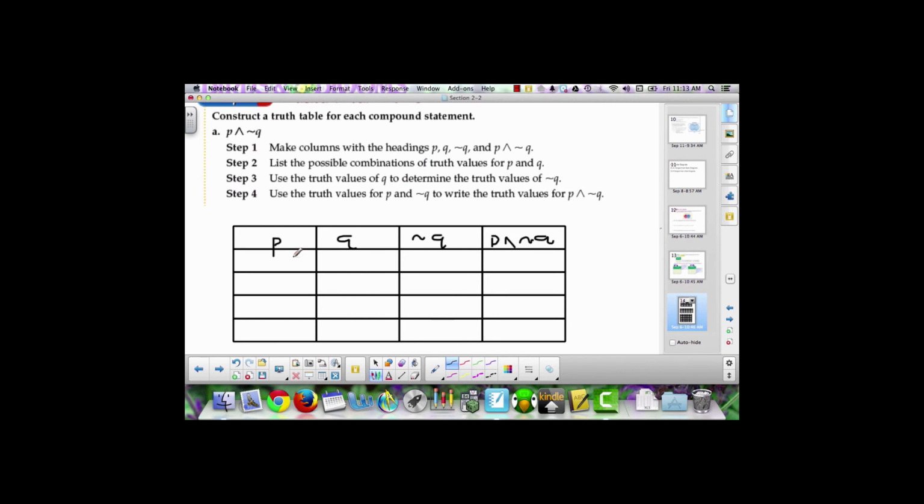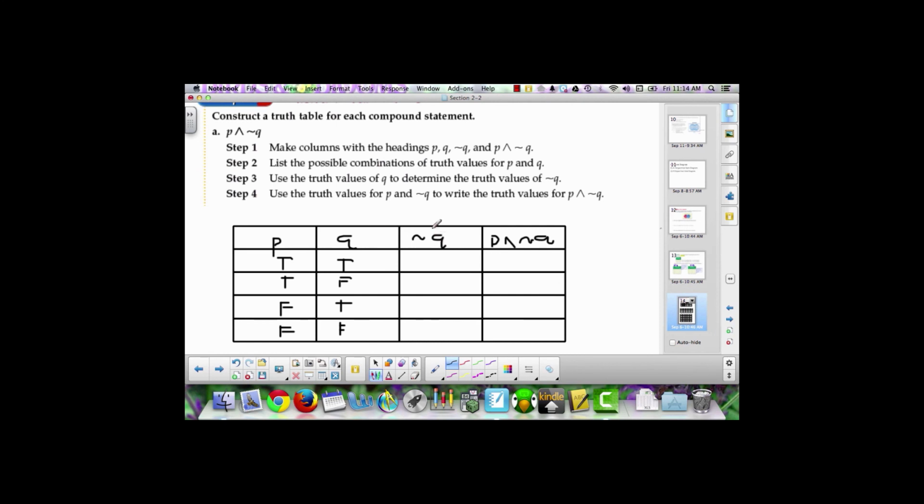The next step, I list all the possible combinations for truth values of P and Q. P can be true and Q can be true. P can be true and Q can be false. P can be false and Q can be true, or they can both be false. You can put these in any order as long as you have all four combinations.